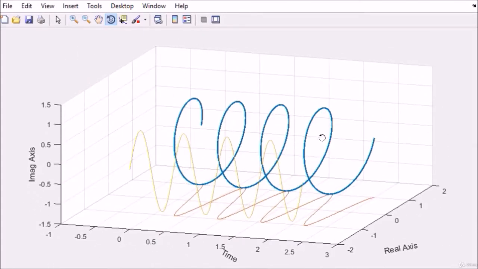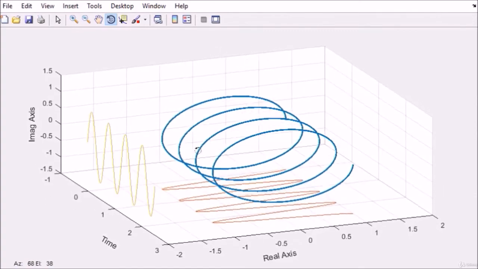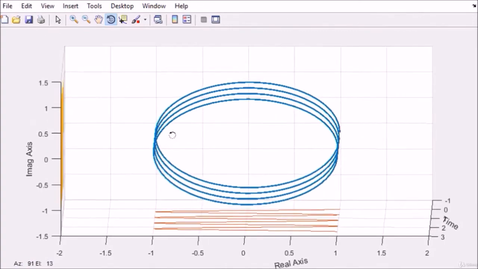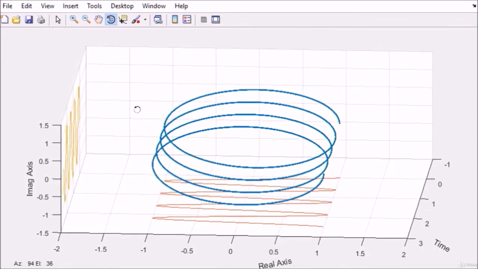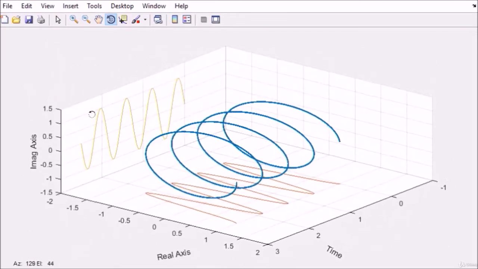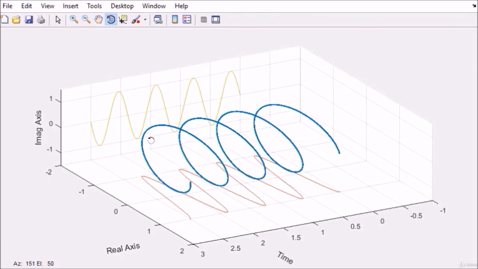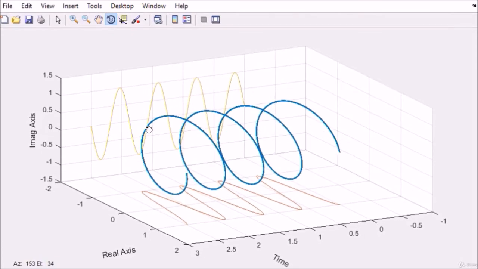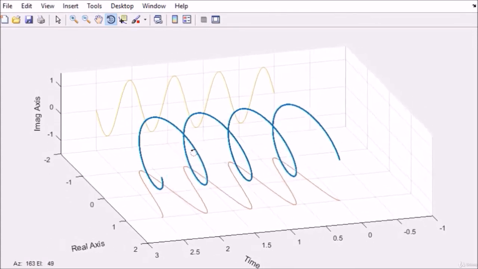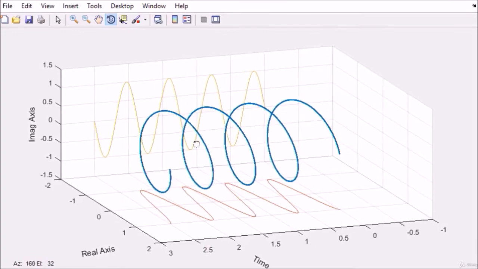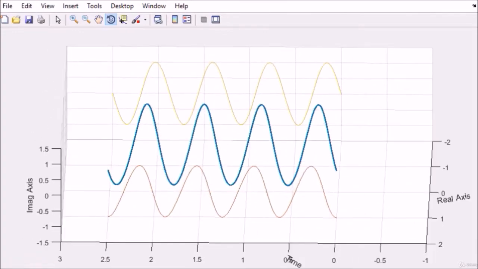So that gives a good indication. Obviously you can look in directly from this end here all the way through, and all you'll see is just your circle. So we come in here and all you've got is your real axis and your imaginary axis. So that gives a good indication. I suppose a picture paints a thousand words. So that's your complex exponential done in 3D, and you can see the cosine part and the sine part.